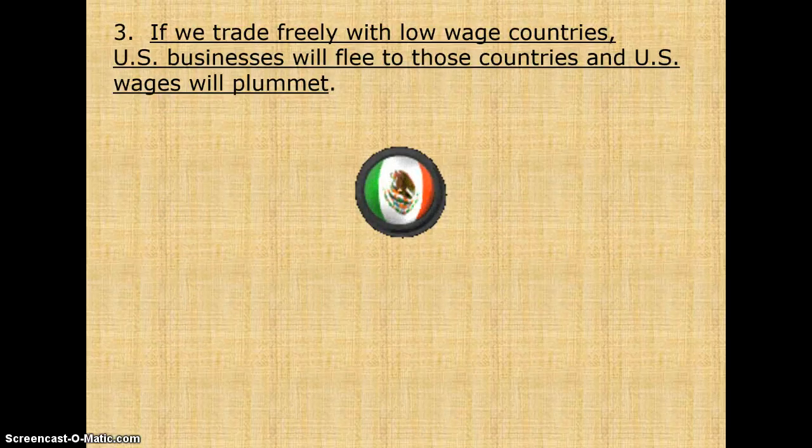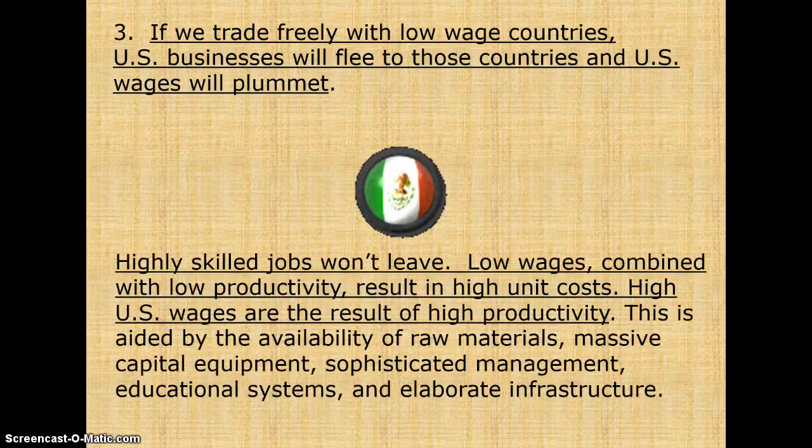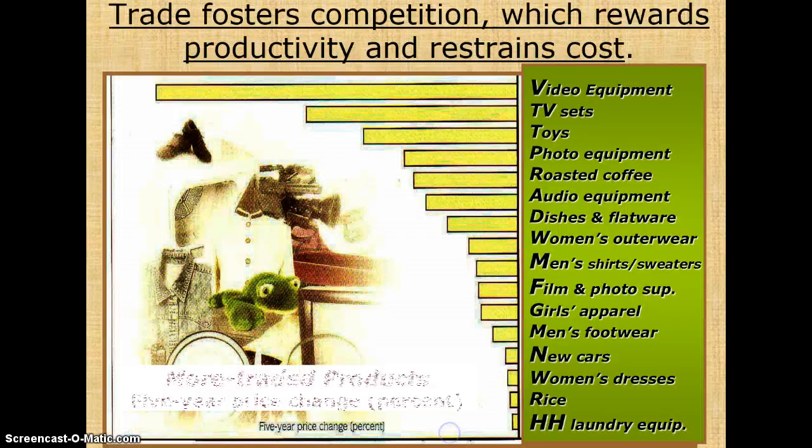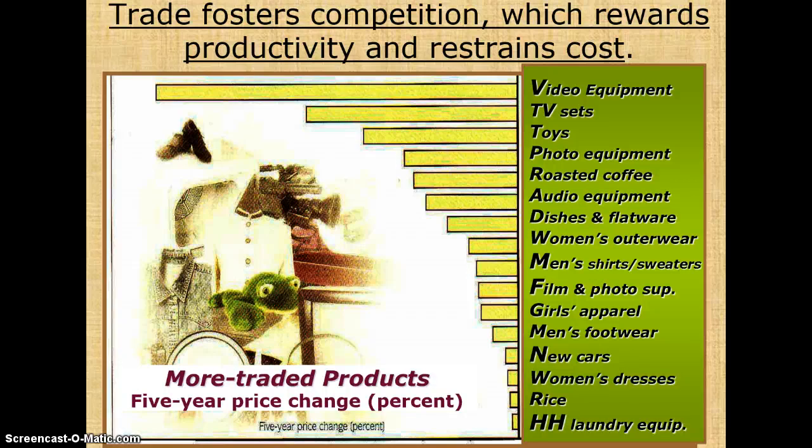Number 3, if we trade freely with low-wage countries, U.S. businesses will flee to those countries and U.S. wages will plummet. Highly skilled jobs won't leave. Low wages combined with low productivity result in high unit costs. High U.S. wages are the result of high productivity. This is aided by the availability of raw materials, massive capital equipment, sophisticated management, educational systems, and elaborate infrastructure. Trade fosters competition, which rewards productivity and restrains cost.